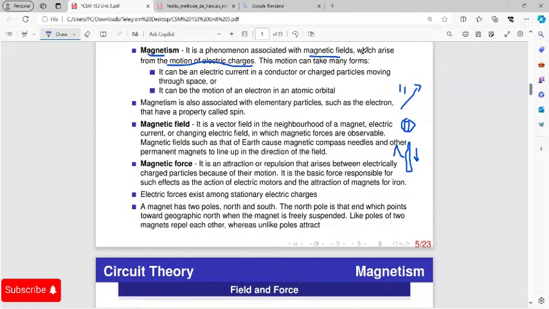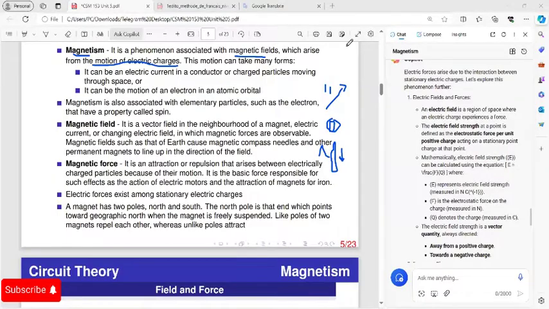So if you put an iron close to a magnet and it attracts it, it is that force that comes into being. Or if you put a magnet close to another magnet and it repels it, it is that force that comes into being. Okay, so let's continue.